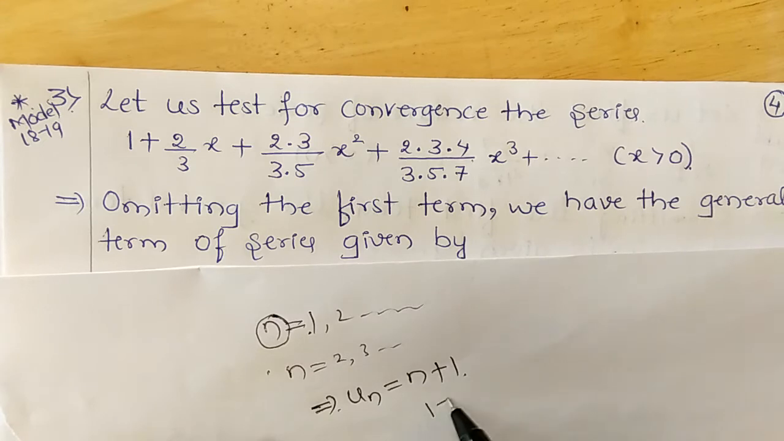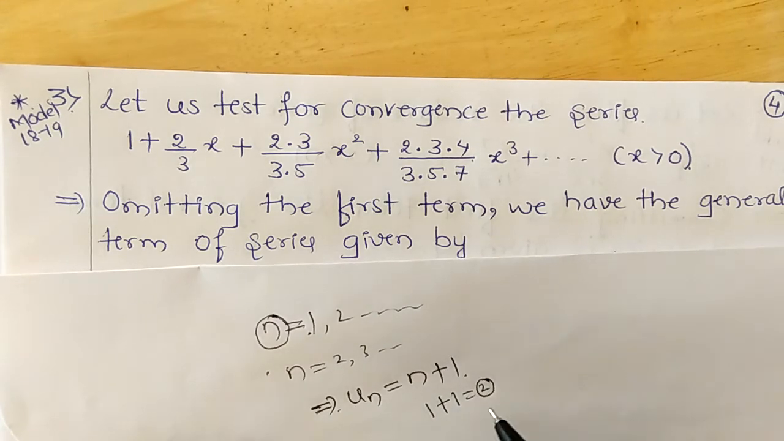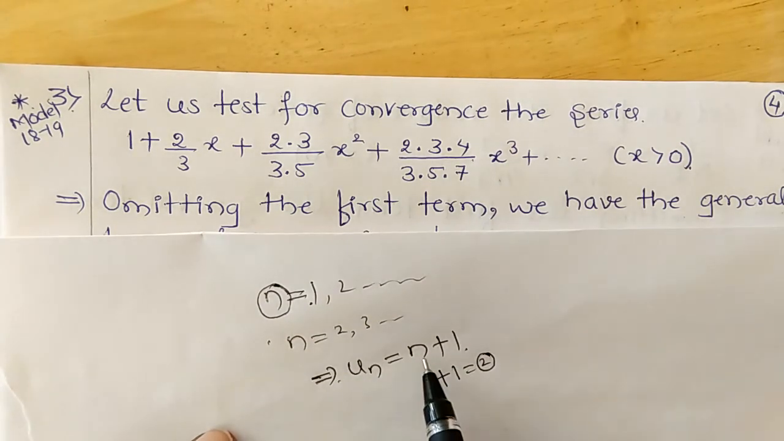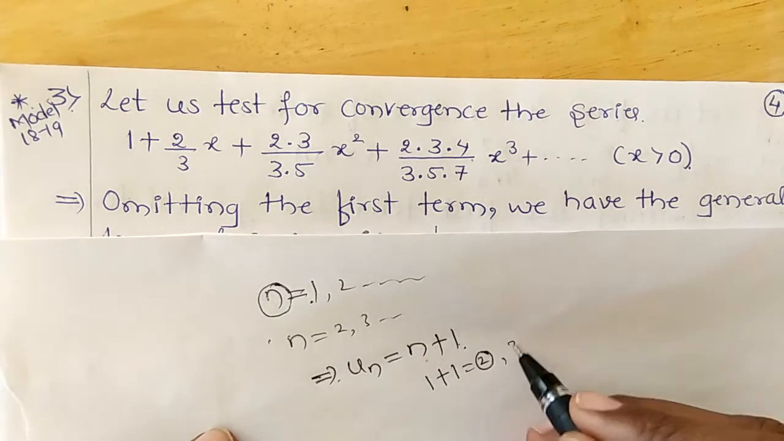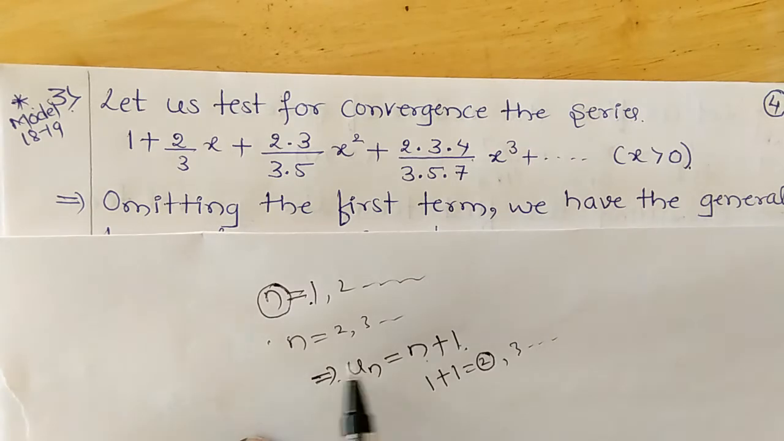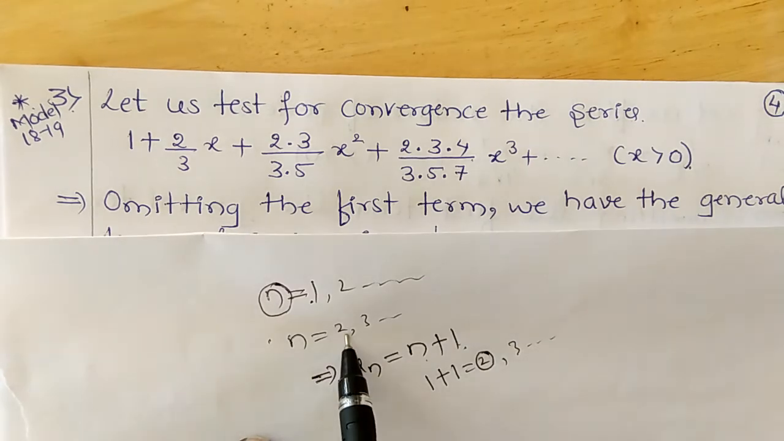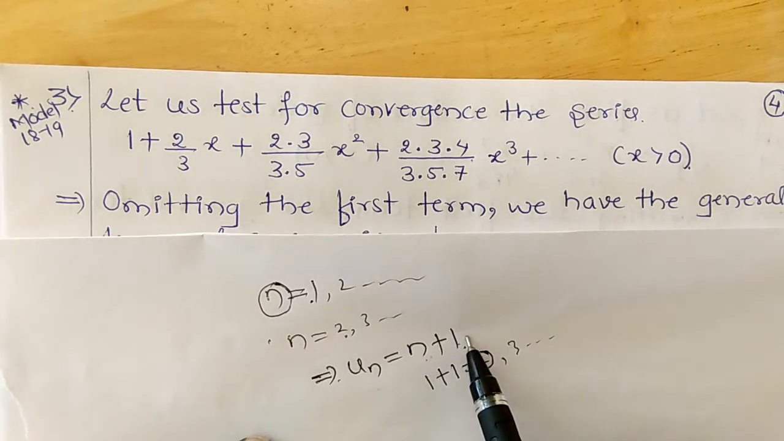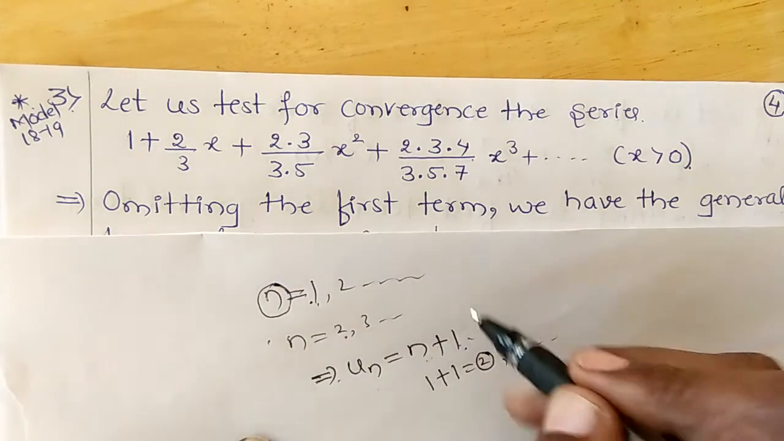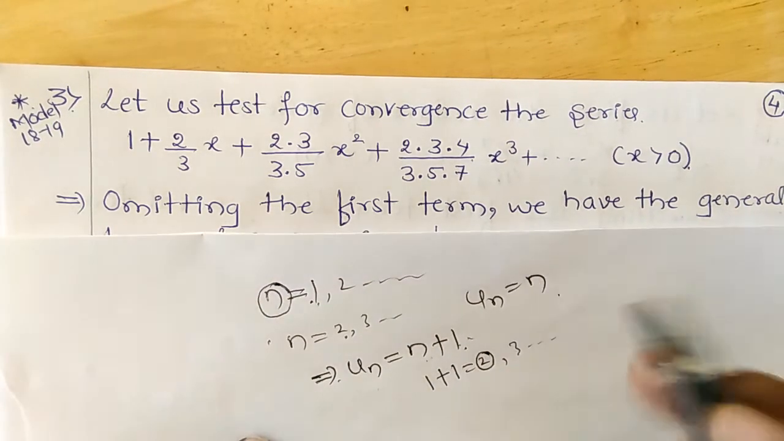Put n equal to 1: 1 plus 1 is 2, so the first term is 2. Put n equal to 2: 2 plus 1 is 3, so the second term is 3. So if it starts from 2, then un is n plus 1. If it starts from 1, then un is equal to n.